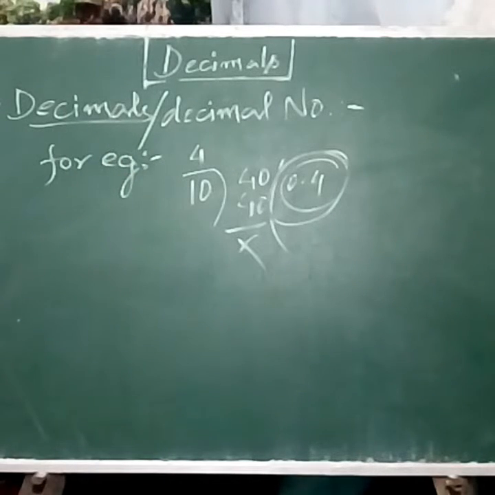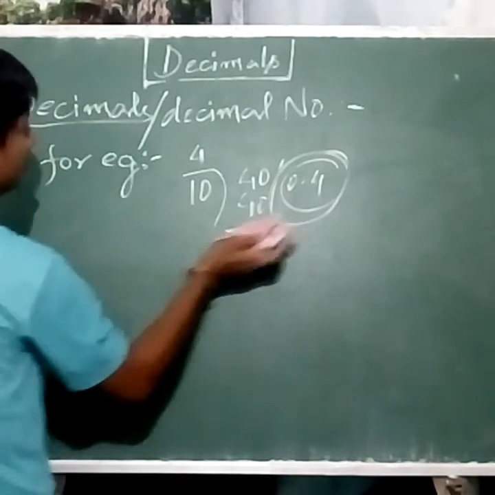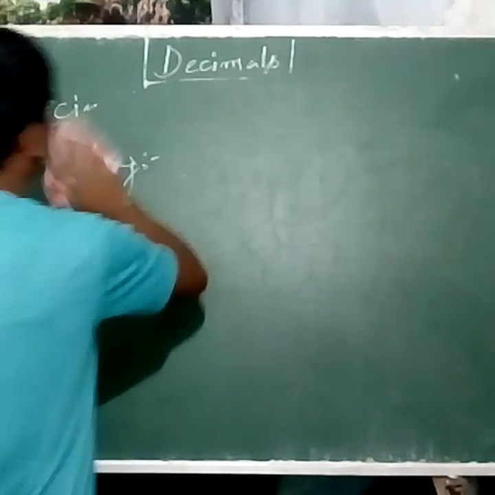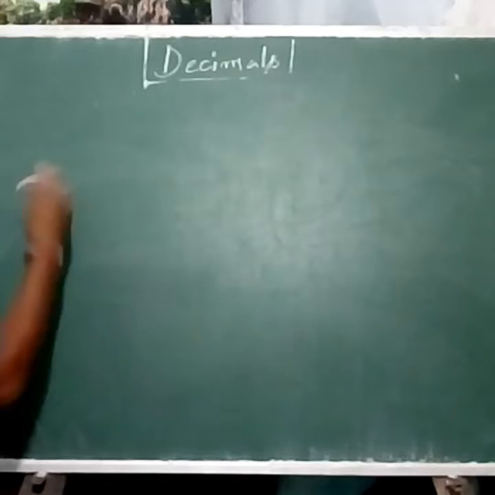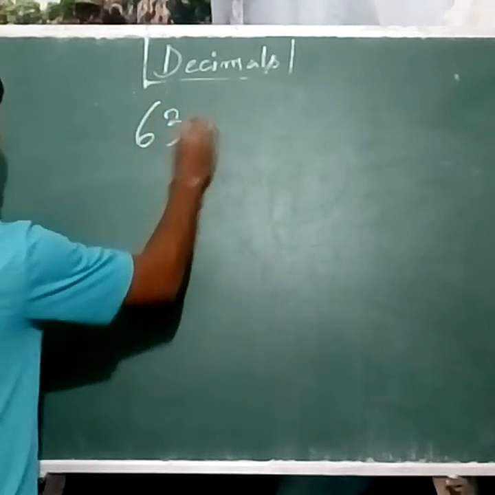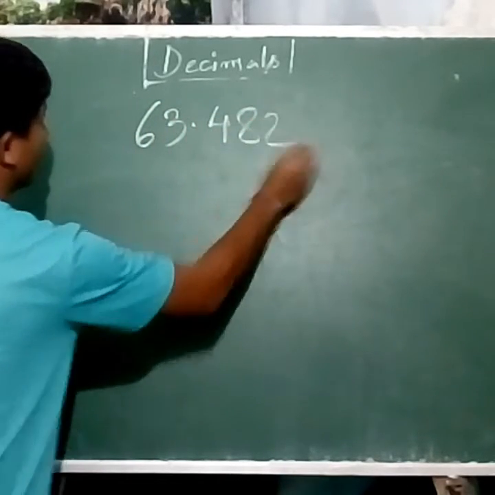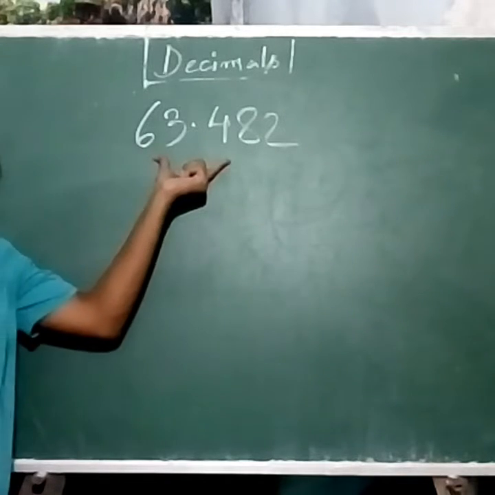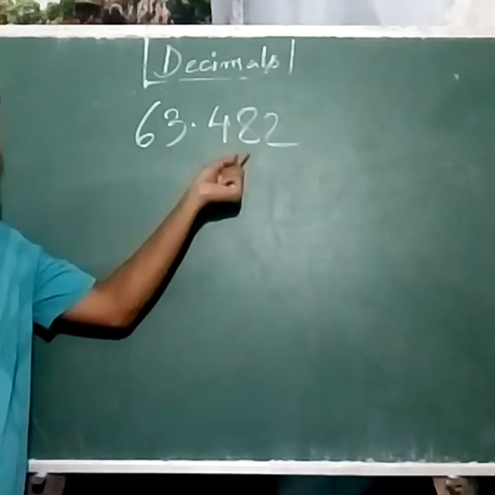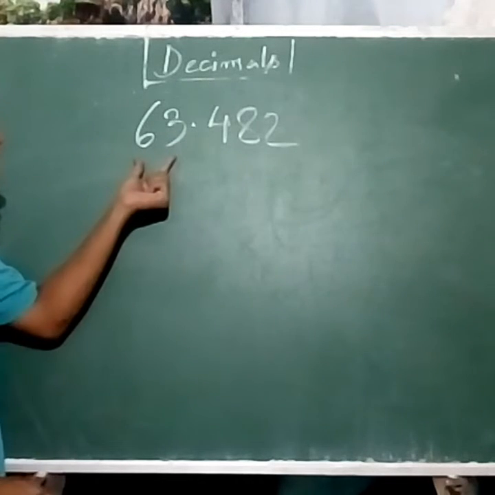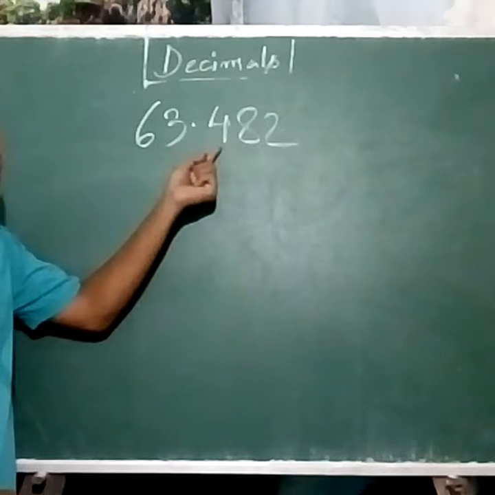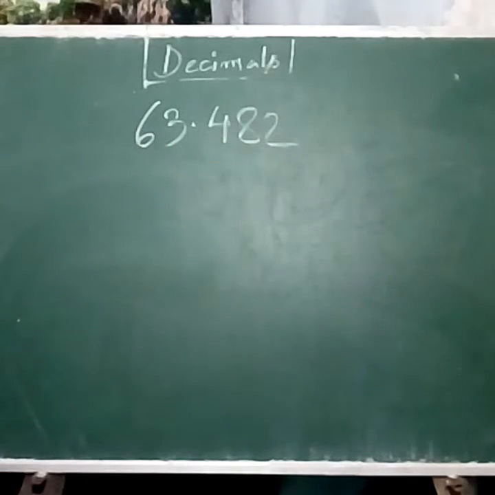Next, let's say some number just like 63.482. How can we spell this particular number? Not as sixty-three point four hundred eighty-two. This is wrong. You have to spell it digit by digit after the decimal point: 63.482.